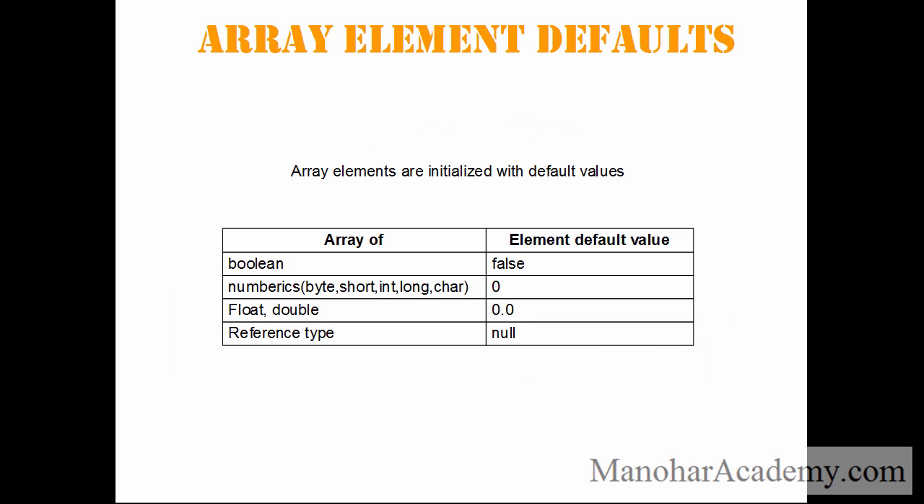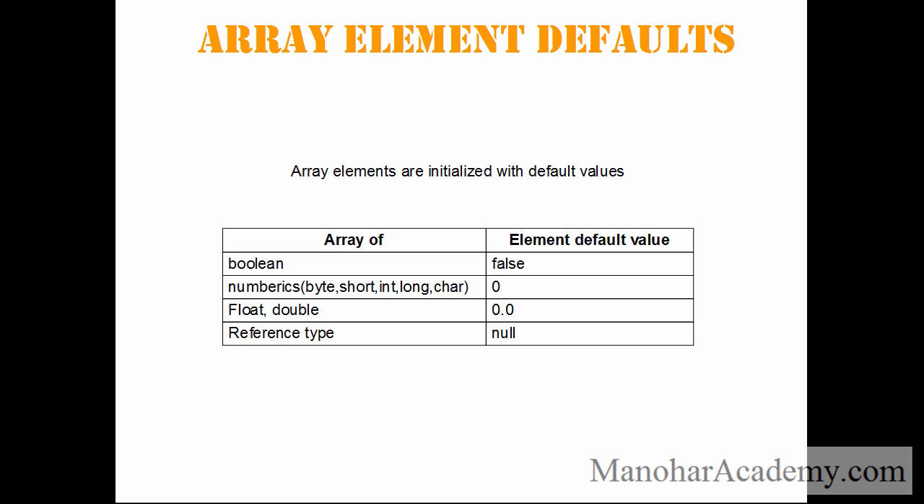Also, because as I said, the arrays are objects, the elements inside array will be initialized with a default value. For example, if you have just created an array of integers, all the values or all the elements in that array will have a value of 0. If it is of float or double, then the values will be 0.0. If the array is of type boolean, then all the elements will have a value of false.